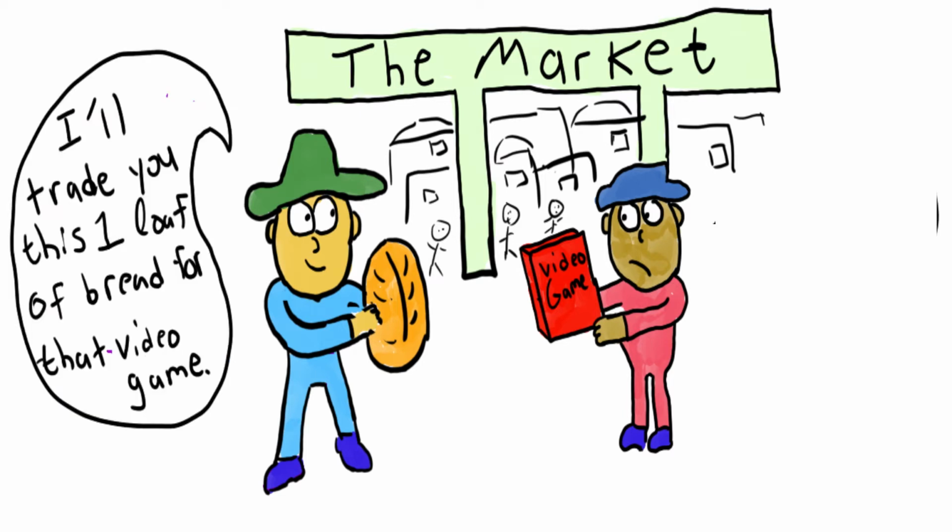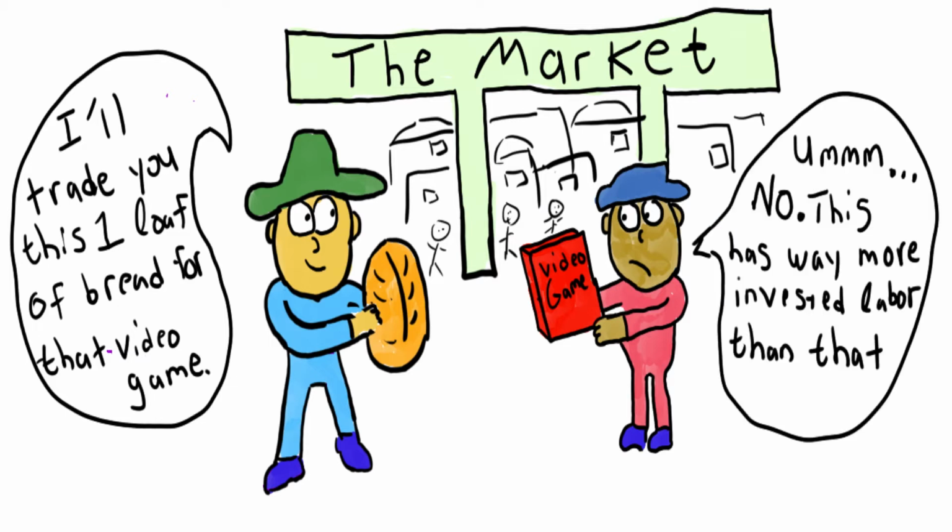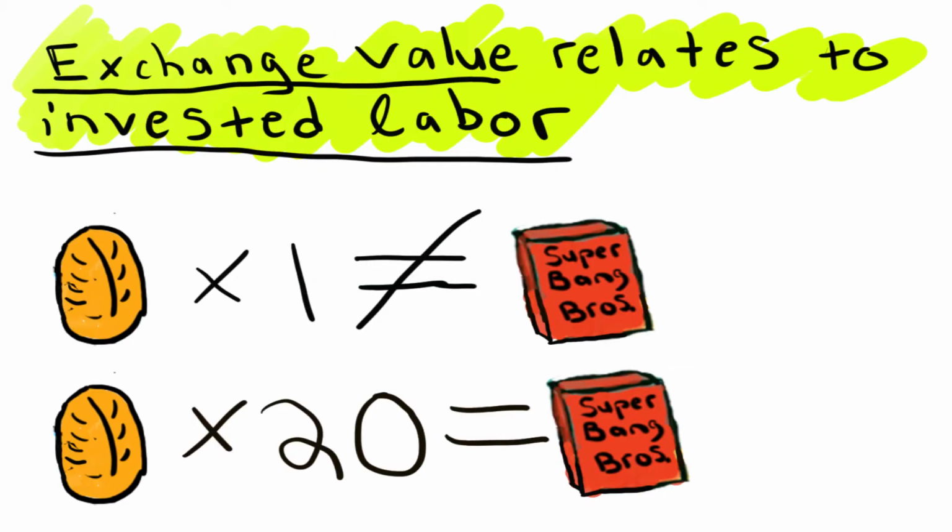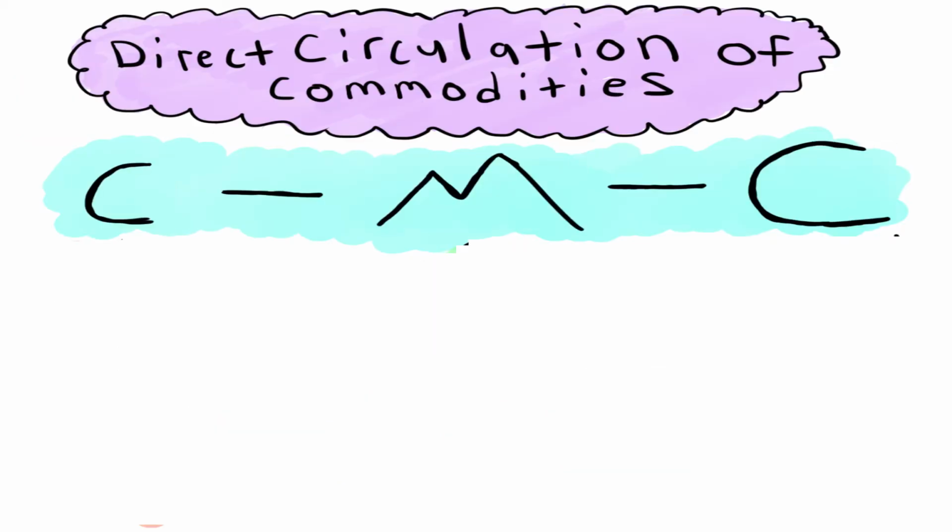If a guy enters a market with 1 loaf of bread, he will certainly be unable to trade this for a video game, because it takes 20 loaves of bread to equal the amount of labor in one video game. There are 2 forms in which this act of exchange presents itself. The first is a direct form of the circulation of commodities, which we describe in the form CMC.